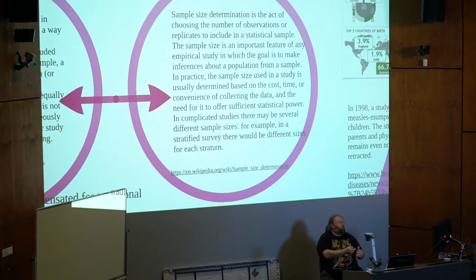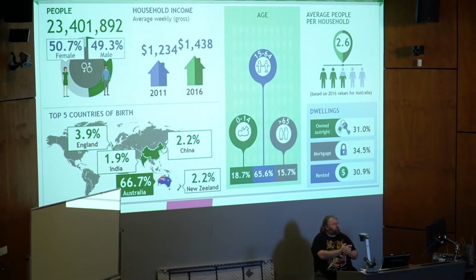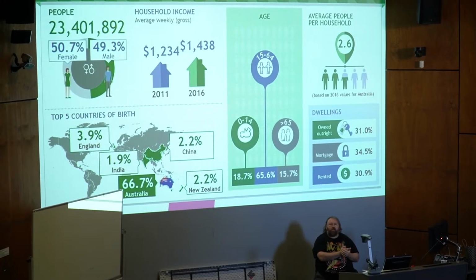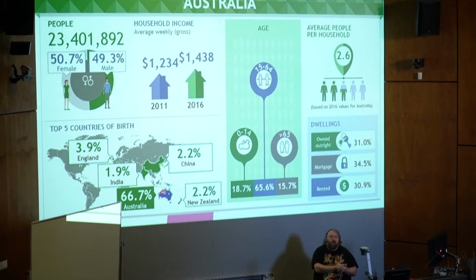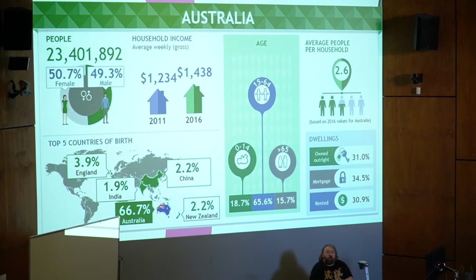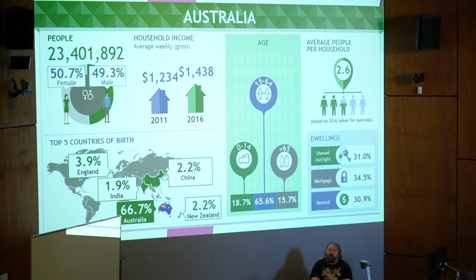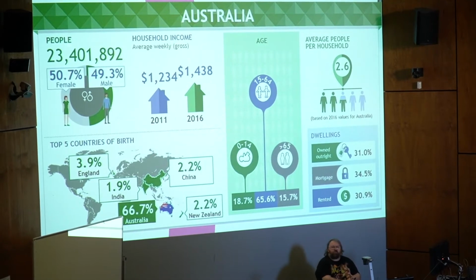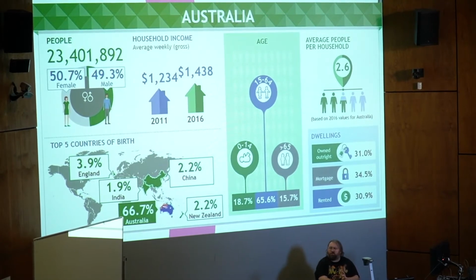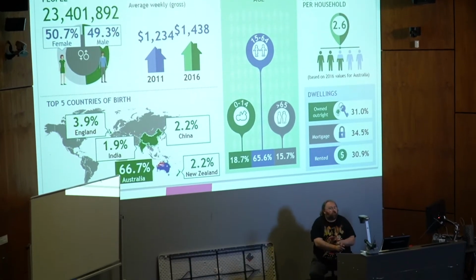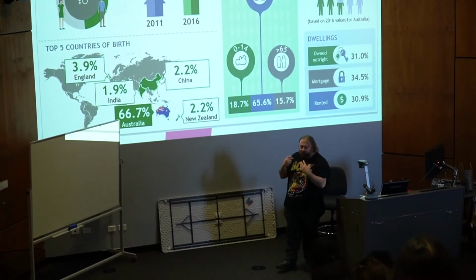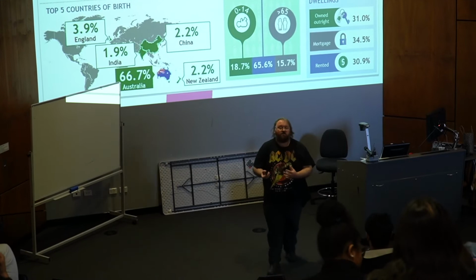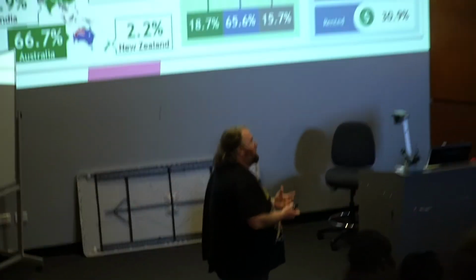But if you're going to study type 2 diabetes, you probably don't want to sample 23 million people. That would give you very accurate background data, but the census probably costs about $1 billion every 4 years to do. It's very expensive. So if you want to ask a question, you're not going to ask 23 million people, okay?